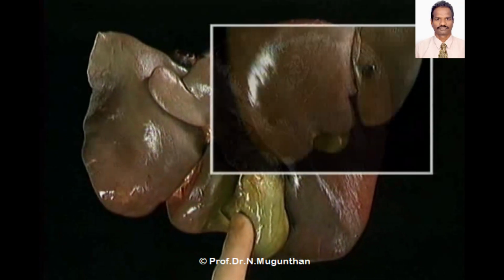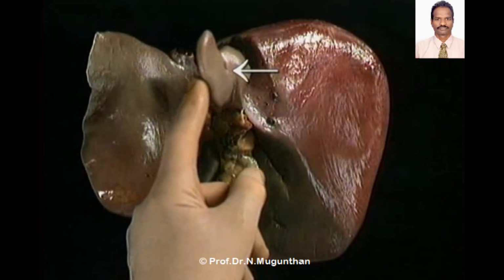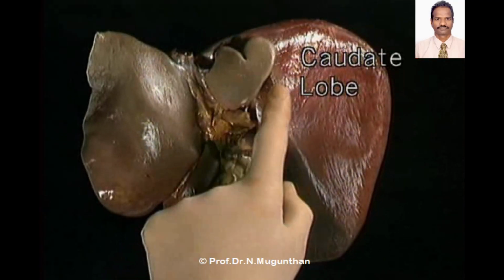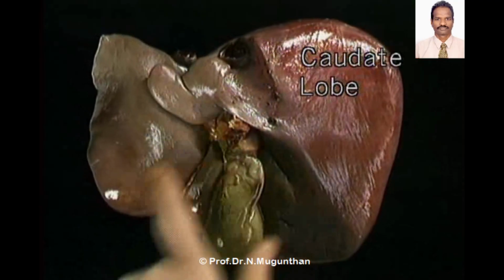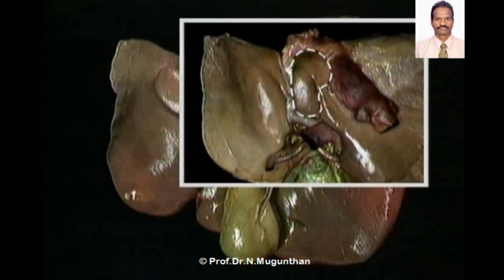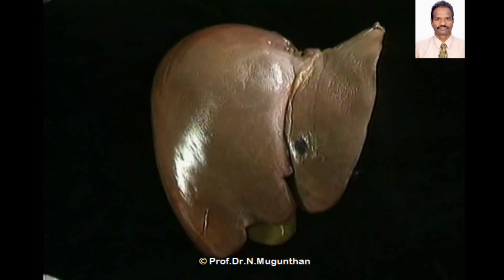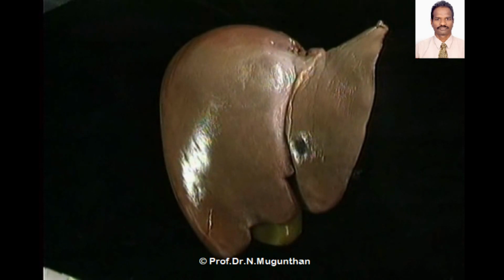That is the quadrate lobe. Just beneath that, below that, is the gallbladder. This is the caudate lobe, and that is the caudate process, continuous with the right lobe. That is the anterior surface of the liver.